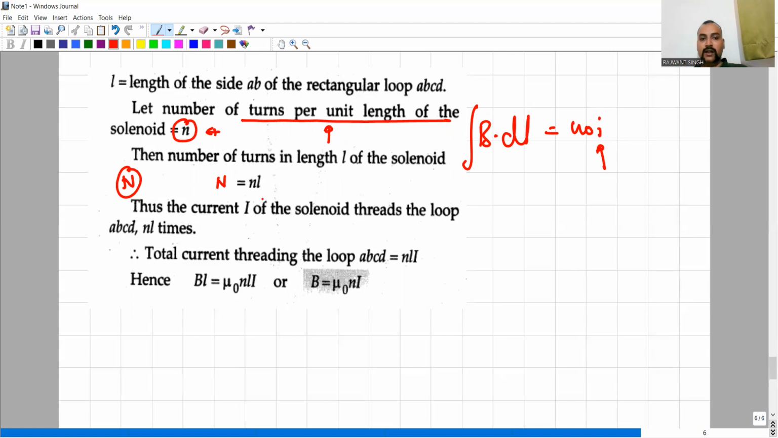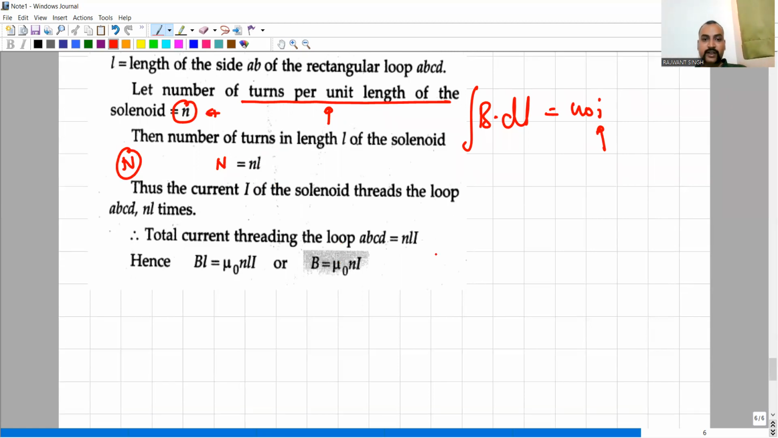Why is this important? Because in a lot of numericals, sometimes the small n value is given, that is the number of turns per unit length, and sometimes the total number of turns is given. So you have to be very careful in understanding. If the total number of turns is given, you have to divide it by the length to get the small n value, because in the formula you will be using the small n value, not the capital N value.